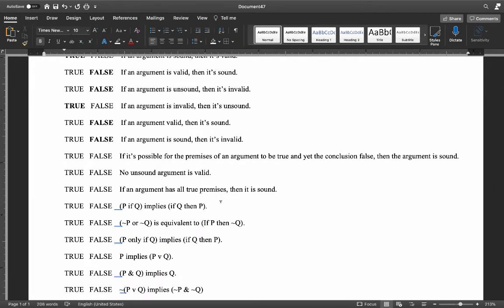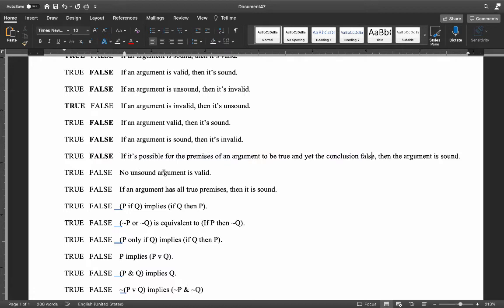Next, if it's possible for the premises of an argument to be true, and yet the conclusion is false, then the argument is sound. And that's false. If it's possible for the premises of an argument to be true, and yet the conclusion false, that means the argument is invalid. And a sound argument has to be valid. So this amounts to saying if an argument is invalid, then it's sound. Well, that has to be wrong.